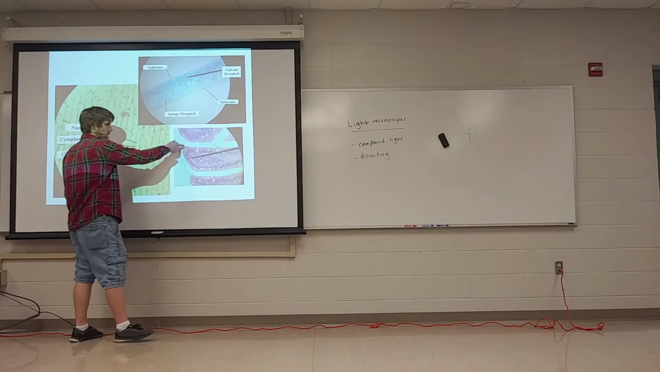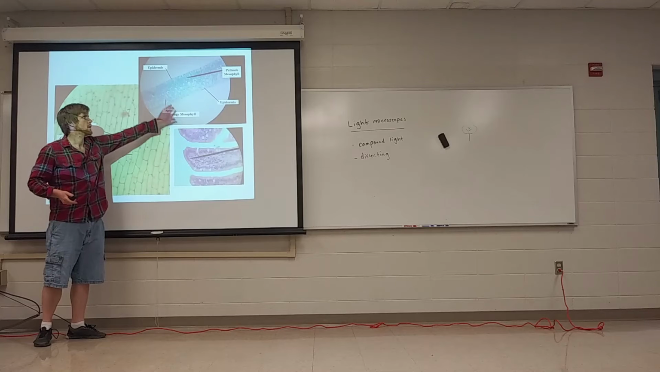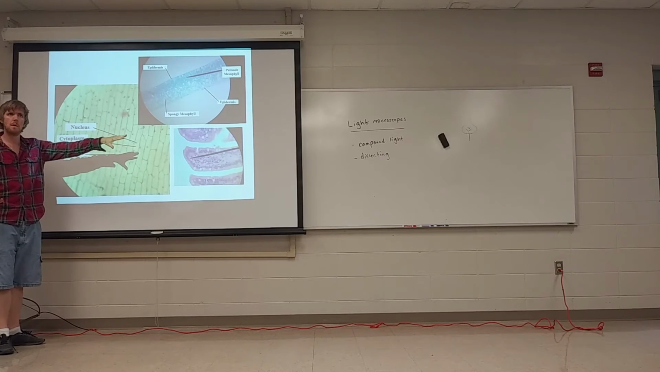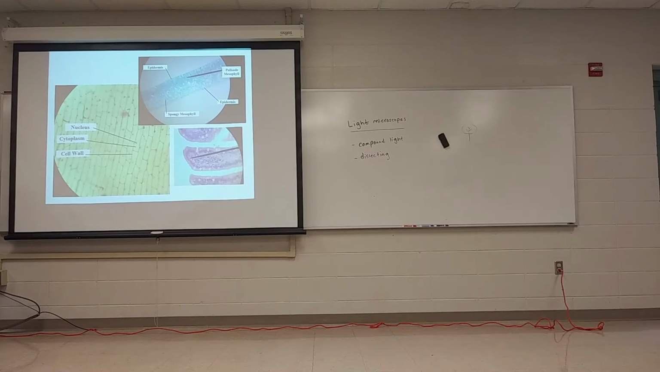Anyway, the point is this is a cross-section of an intestine, cross-section of a leaf, top view of some onion skin, all two-dimensional, but it gets you close enough to see individual cells, which is the coolest part, I think, of when we get to look through these.